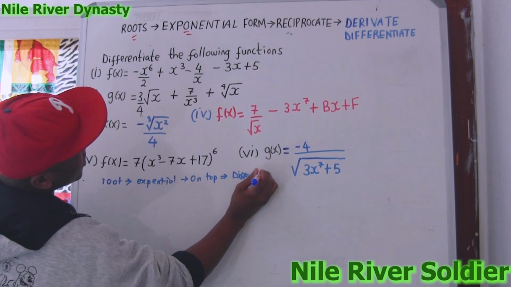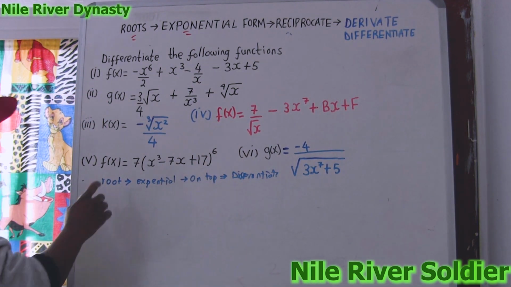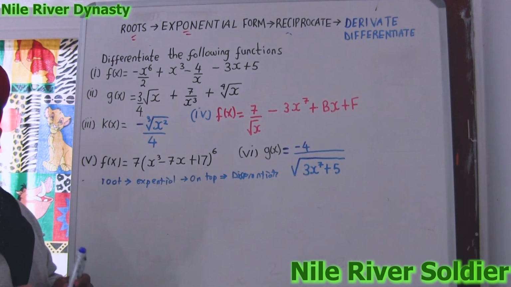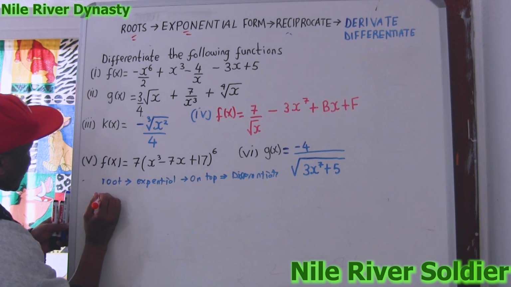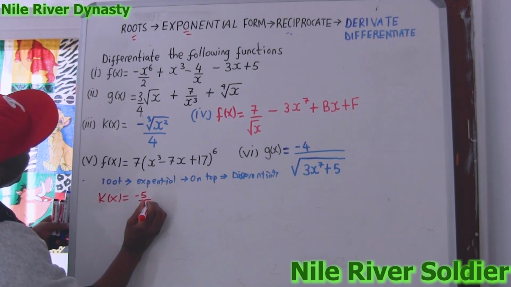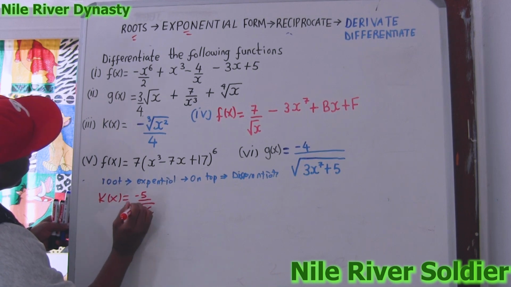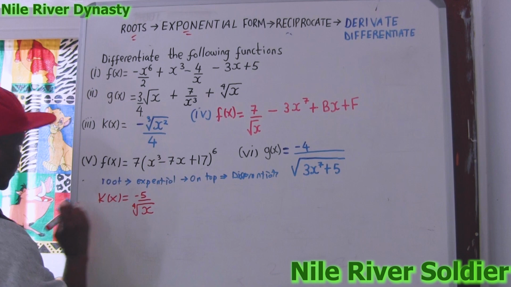There are a lot of ways, but this is an easy way to make your life easy. So a root must be changed to exponential, and only if you have a root. If you don't have a root, don't bother with it. For example, somebody can say k of x equals, let's say, negative 5 over x. Let's say this has no number, so we know there's a 1, or let's say 4.